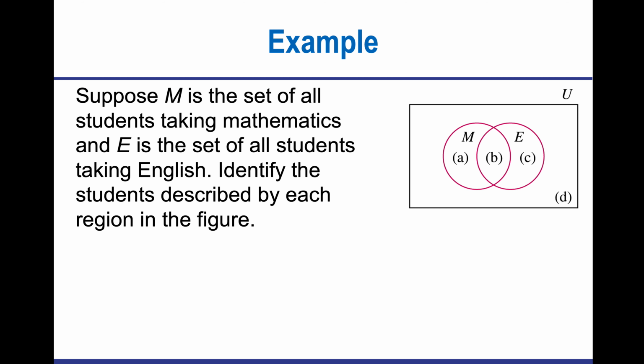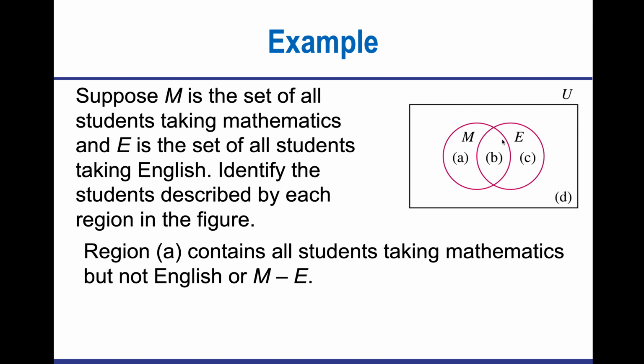So now I want to suppose I have a new situation where M is the set of all students taking math and E is the set of all students taking English, so M and E. Then the intersection B would be people in both classes. So A would be just students in math, C would be students in English, and B would be students who are in both.